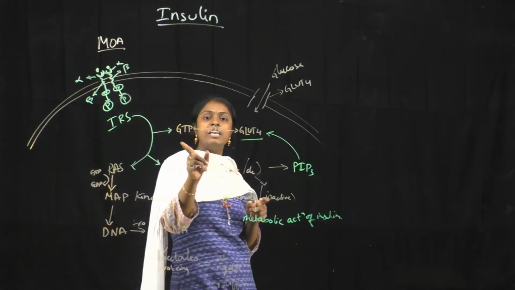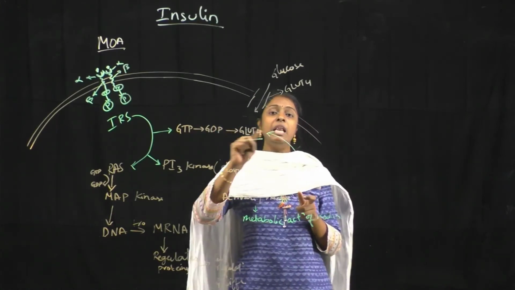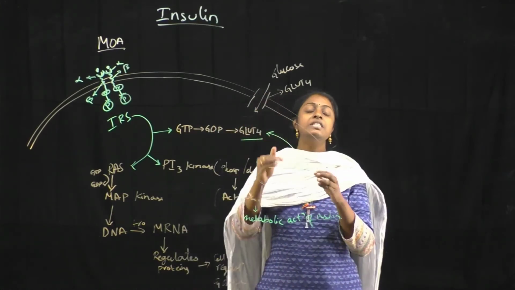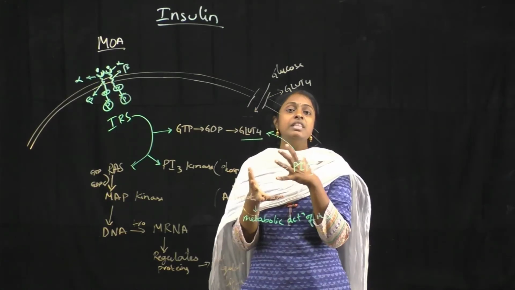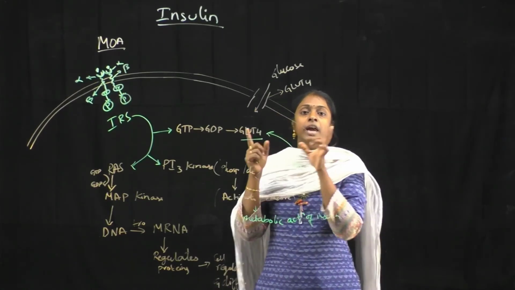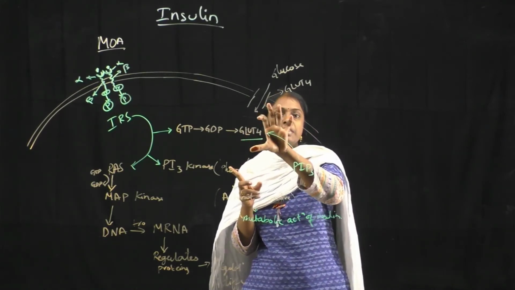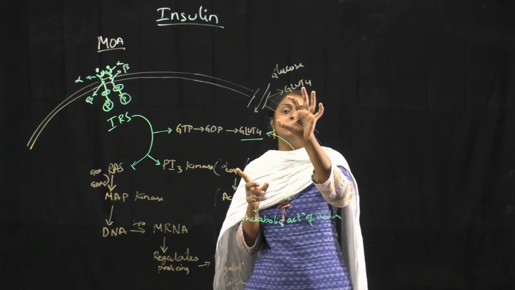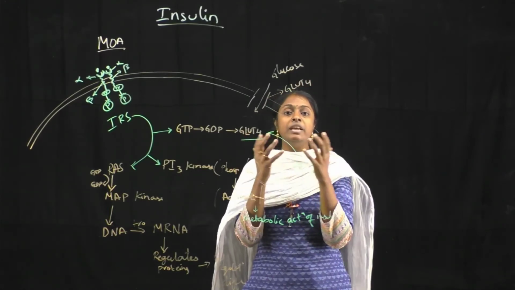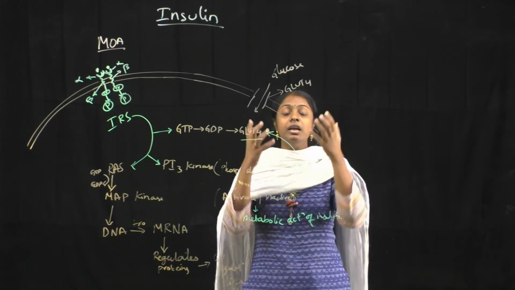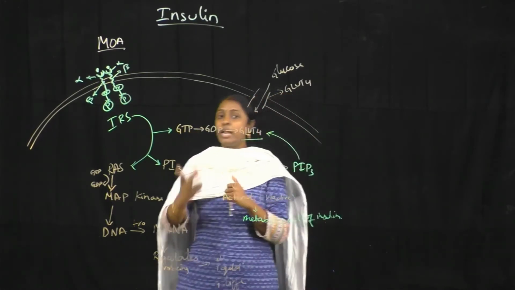The first one is, it will convert GTP into GDP and it will activate GLUT4, which is inside the cell. So what is the function of this GLUT4? When this GLUT4 gets activated, it will translocate onto the membrane. That means from inside it will go and bind to this membrane. When it is on the membrane, it will allow more glucose to enter inside the cell. So that is the first function.